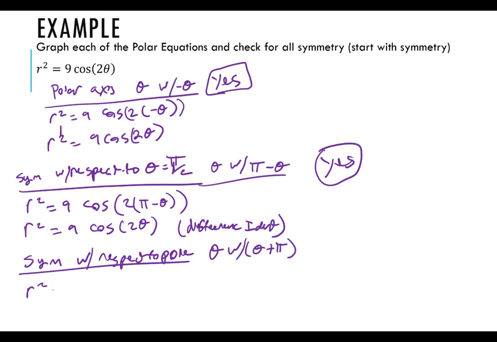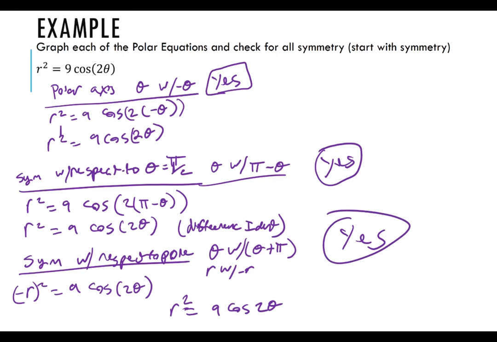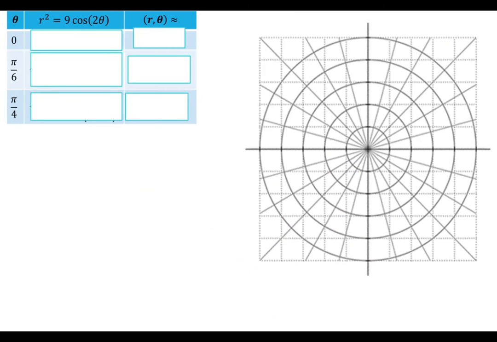And so that's going to be r squared is equal to, now notice that we could use theta with theta plus pi, or we could use r with negative r, and I'm going to choose that one because then I don't have to use the identity and I can get there just as quick. So if I replace r with negative r, that's negative r squared is equal to 9 cosine of 2 theta. And so once again, we get r squared is equal to 9 cosine 2 theta. And so yes, this one also has symmetry with respect to the pole again. So once again, we can play just in the first quadrant.